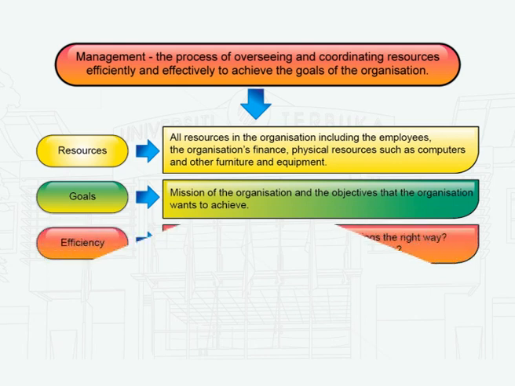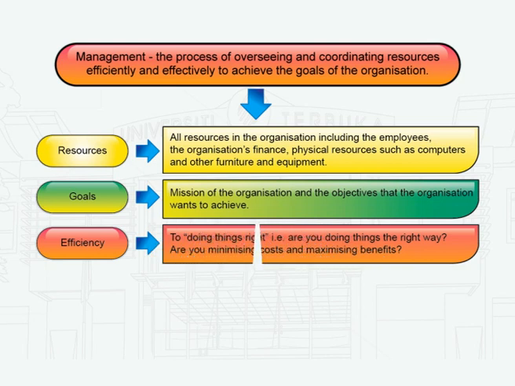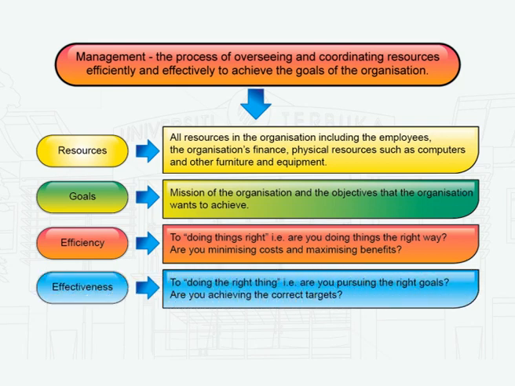Efficiency refers to doing things right, i.e., are you doing things the right way? Are you minimizing costs and maximizing benefits? Effectiveness refers to doing the right thing, i.e., are you pursuing the right goals? Are you achieving the correct targets? You are only managing things properly if you are being both effective and efficient.